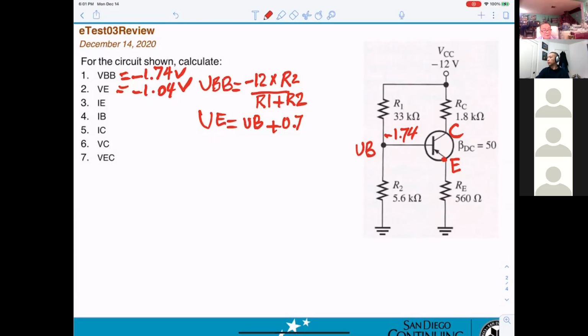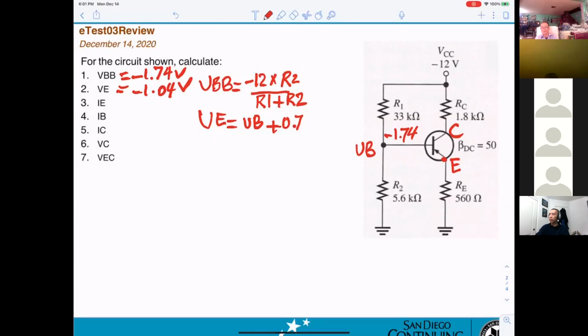Okay, either NPN or PNP, this is the general bias. Then we have to know how to do the calculation. So that's why I stop.